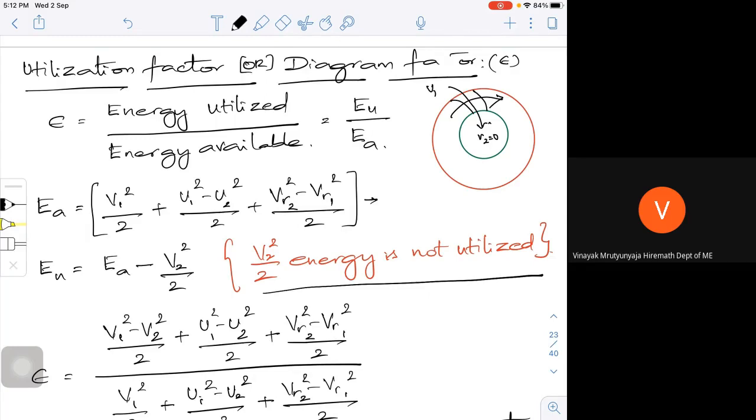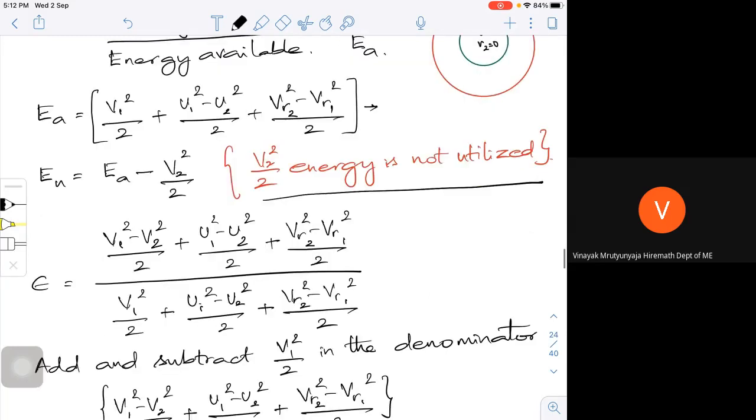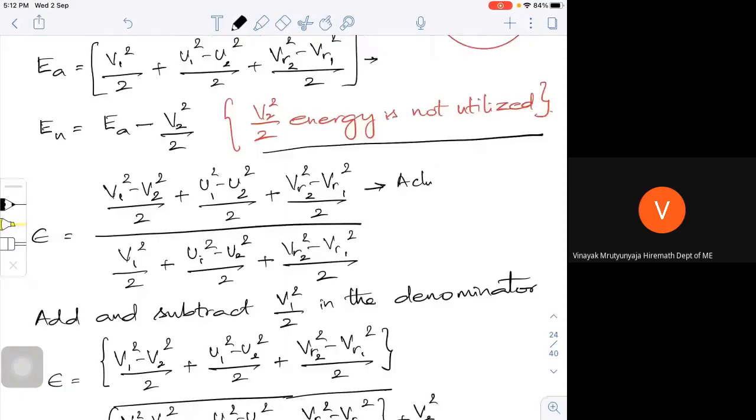If I take the ratio, this is your actual energy and this is your ideal energy. This is the actual, which is able to be utilized. This is the ideal, which should have been utilized. If actual and ideal are the same, then your epsilon will be 1. That means I have 100% utilization.